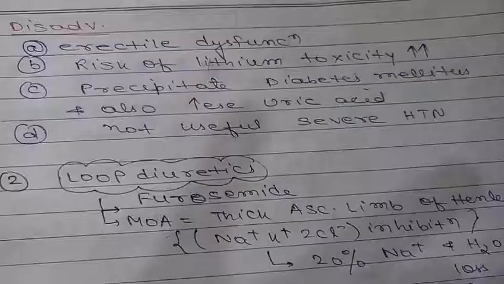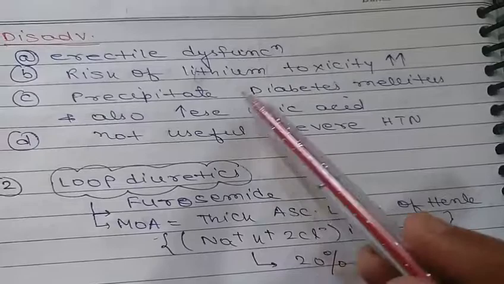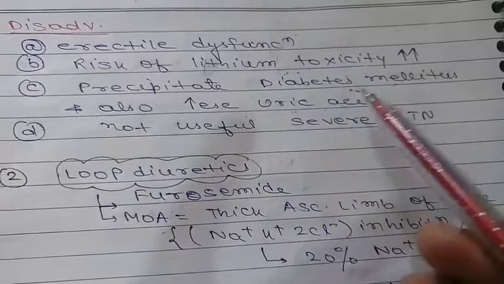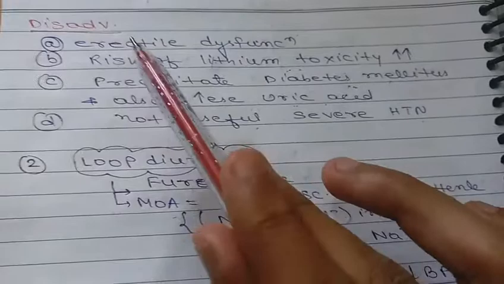Now coming to the disadvantages. The first is that it may cause erectile dysfunction. The second is that it can increase the risk of lithium toxicity. It can precipitate diabetes mellitus and also increases uric acid. They are also not useful in severe hypertension. So these are the four disadvantages of using this drug.